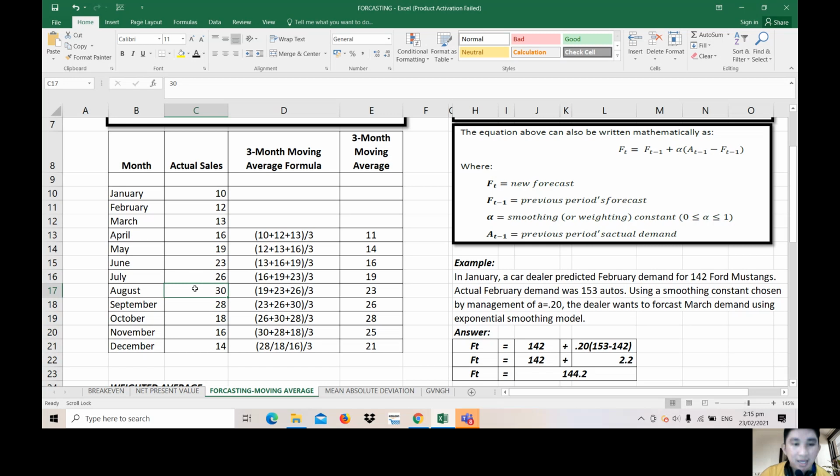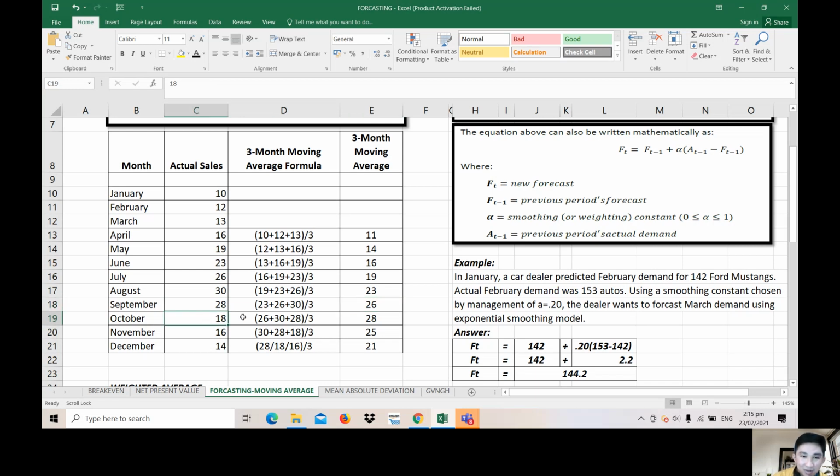On August, let's assume it continues with the first 3 months, May, June, and July. So 19 plus 23 plus 26 divided by 3. Our forecast here is 23 units, but our actual sales is 30. Now on September, we will be using the actual sales from June to August. So we have 23 plus 26 plus 30 divided by 3, because our moving average is 3 months. That is 26. Here we notice that the actual and the forecast are close. There is a difference of only 2.